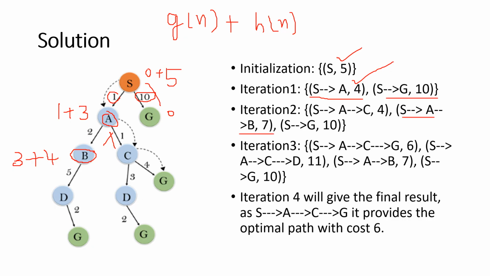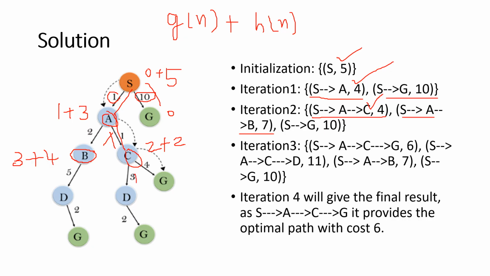Then if you are going to C, that means A to C, then g of n will be, from the starting node, S to A it is 1, A to C it is 1. So 1 plus 1, 2. So it will be 2 plus h of C. From the table we get h of C equal to 2. So S to A to C it is 4. So the lowest is this one, so that one will be expanded. So here C will be expanded.